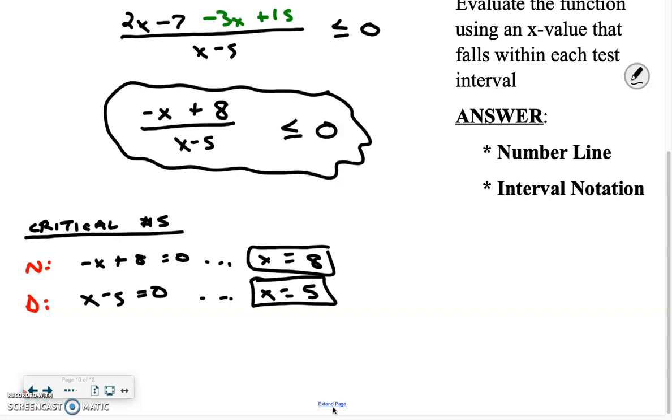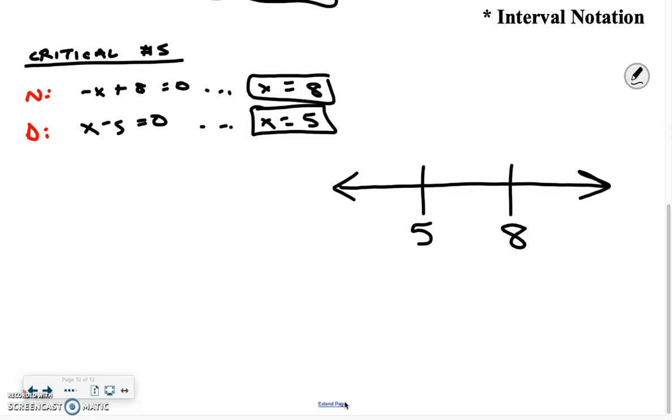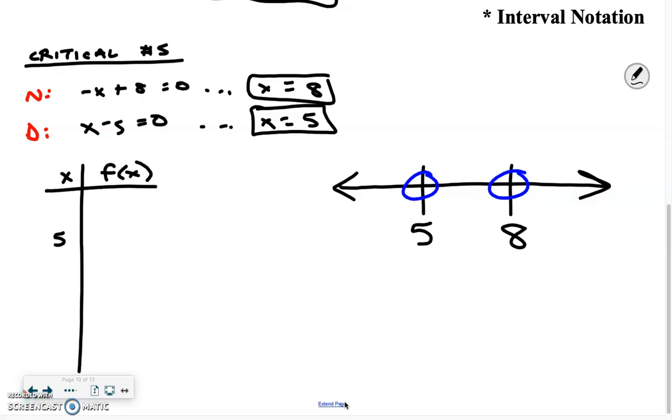That's it, right? This is all of them. So if we have critical numbers at 8 and 5, my number line is going to have 5 and 8. And we know that something is happening at each of those locations. We just don't know what it is quite yet. So our job is to figure this out. So we have our t-chart, x and f of x. And again, the non-negotiables, we have to test 5 and 8. We have a lot of choice as to what goes in the other spots.